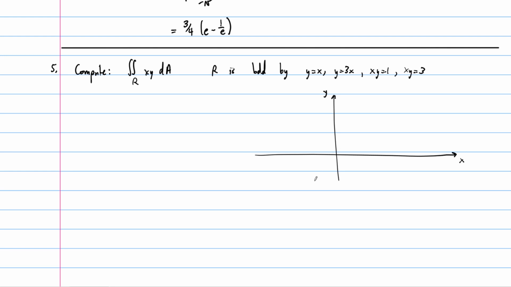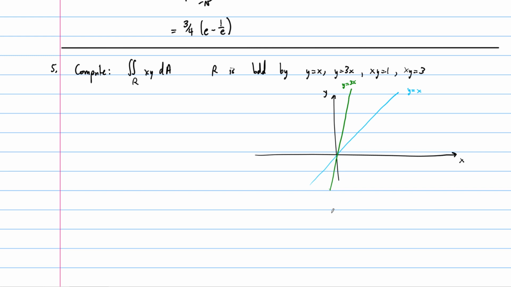But let's say, all right, y equals x is this line, right? Y equals 3x is going to be steeper, so I'll draw it this steep. Again, we just need an idea of what this looks like, right? So we'll call that y equals 3x.